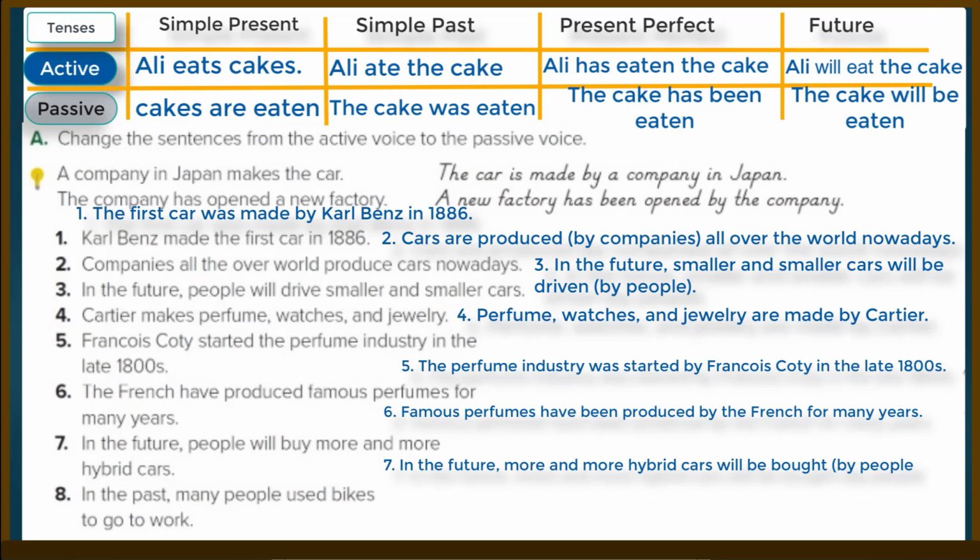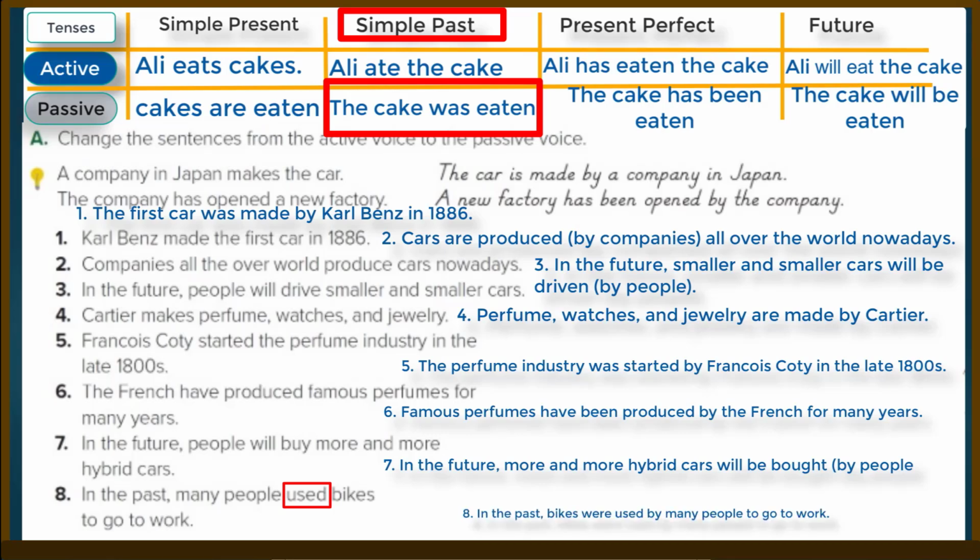Number 8, in the past, many people used bikes to go to work. So he's talking about the past. He's talking about the simple past. When we change it to passive, we say 8. In the past, bikes were used by many people to go to work.